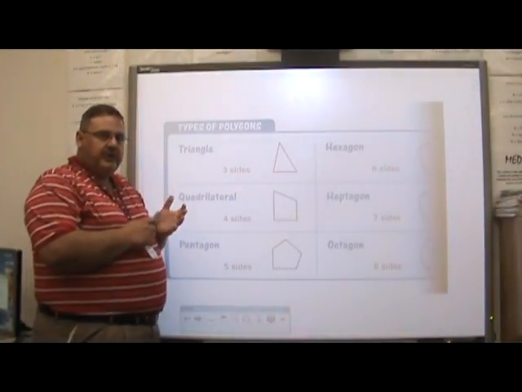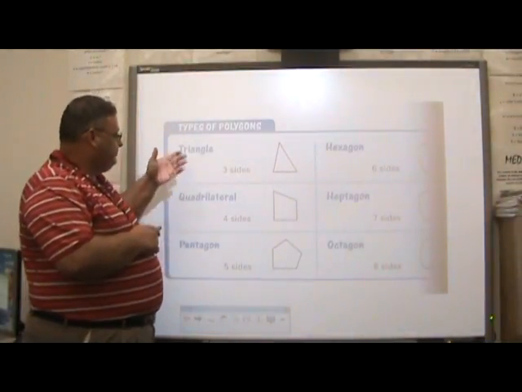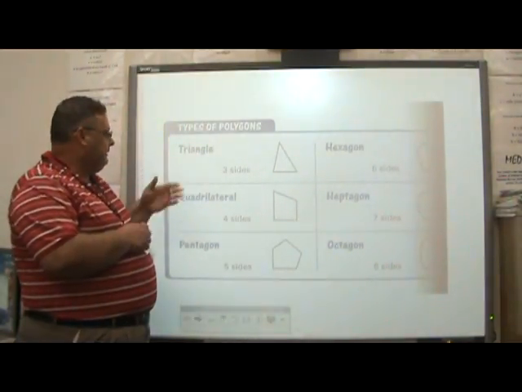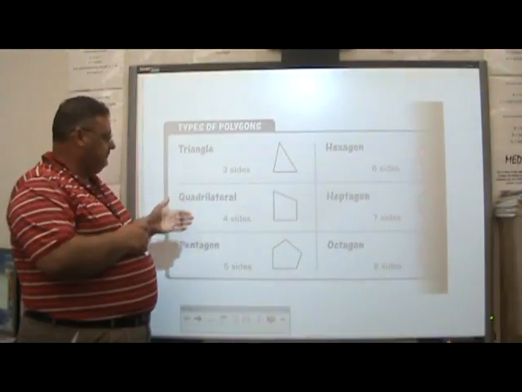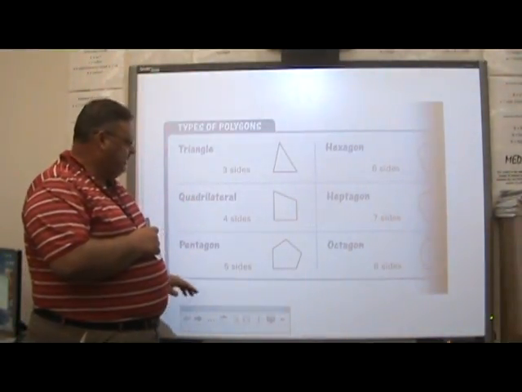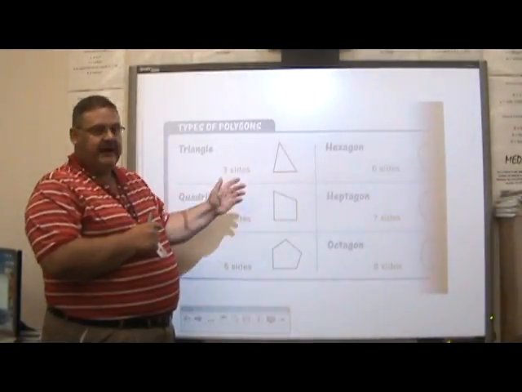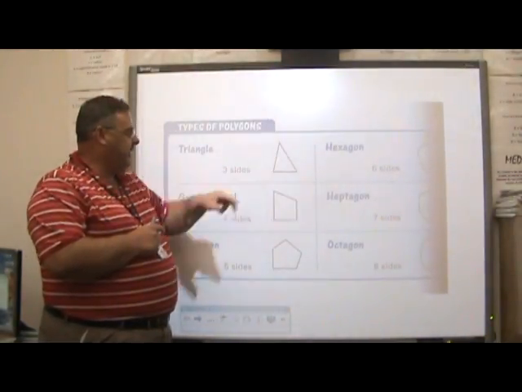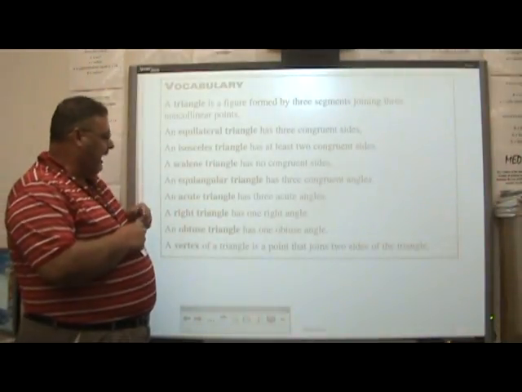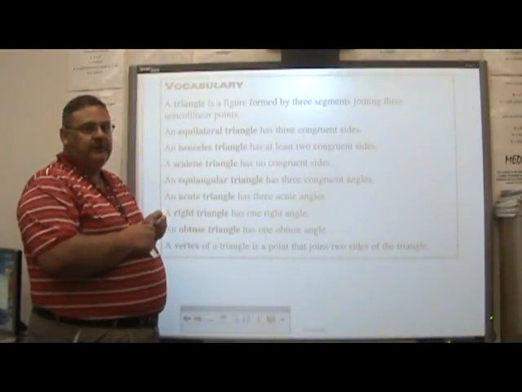In Geometry 2, I'm going to talk about polygons, okay? And some types of polygons. I'm not going to dwell on all of them, but you can look at them. There are names for 3-sided, 4-sided, 5-sided, etc. A polygon is a shape made up of straight sides, and they must meet at a vertex. I'm going to talk about triangles first.